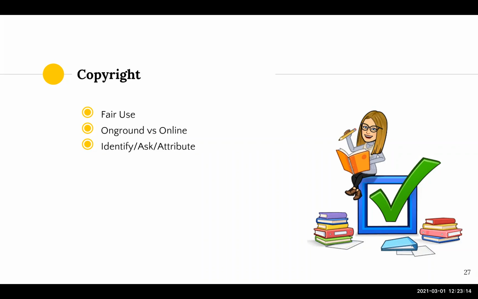But just because you are using a content item in your on-ground class does not automatically mean you can post the content online. So you always need to identify terms of use, ask for permission, and attribute your content that is not created by you to ensure the content is used appropriately. And there is a copyright training coming up at CTLE basecamp later on in March.